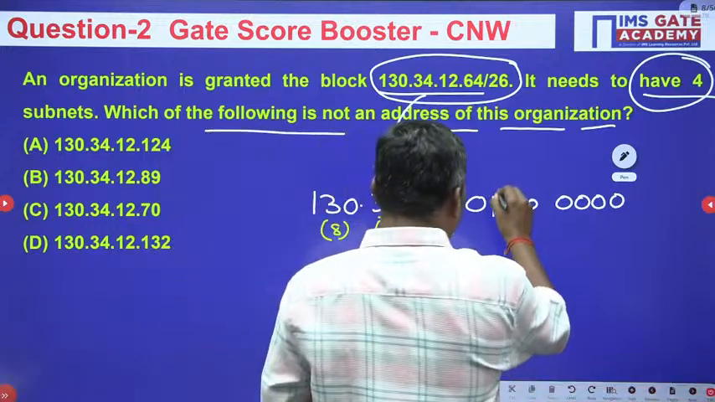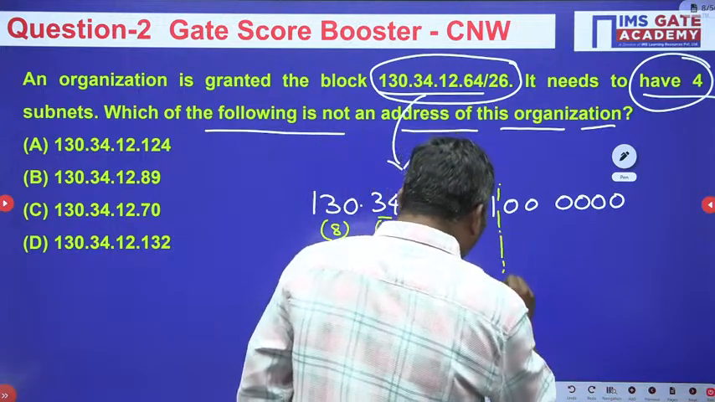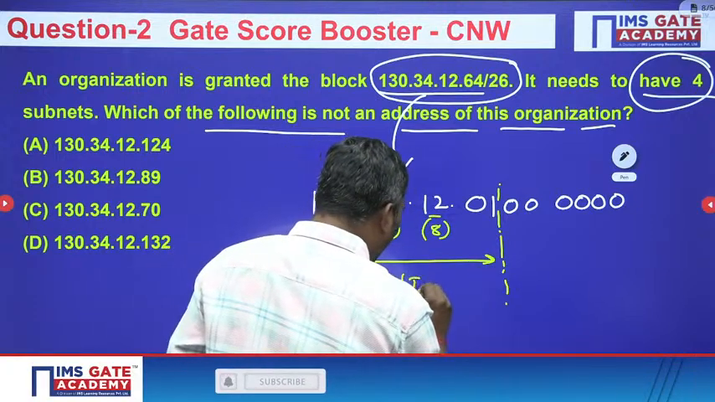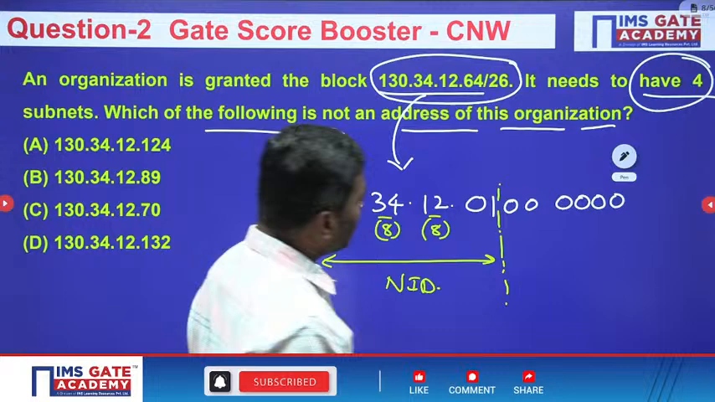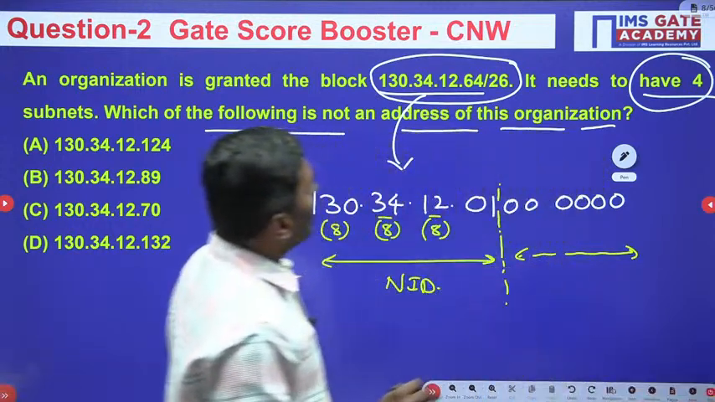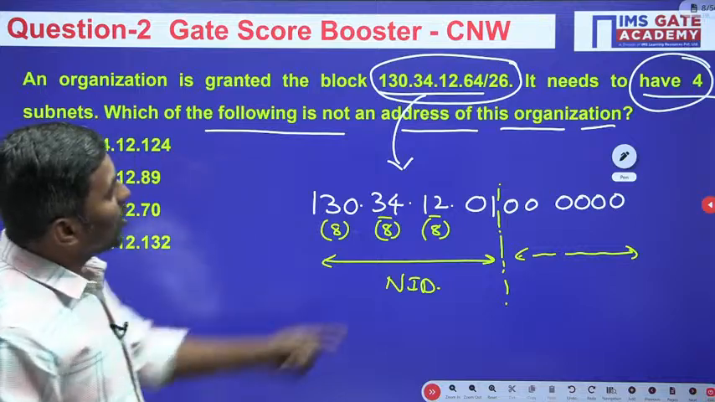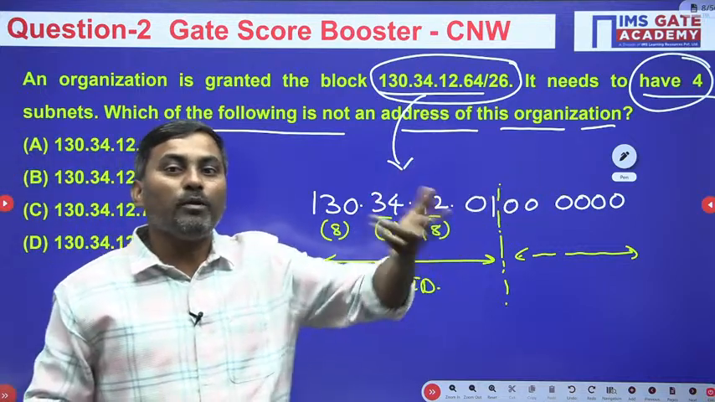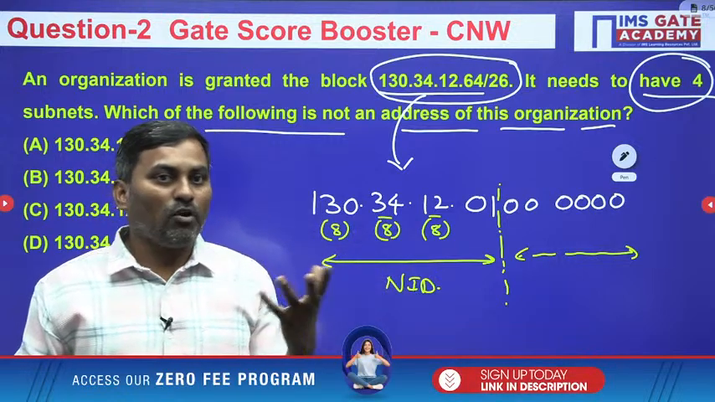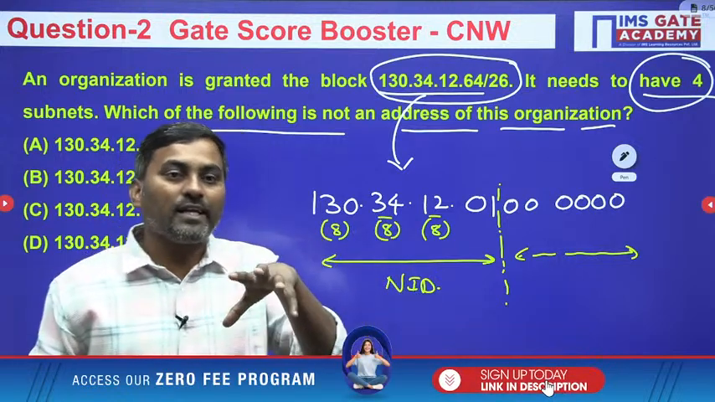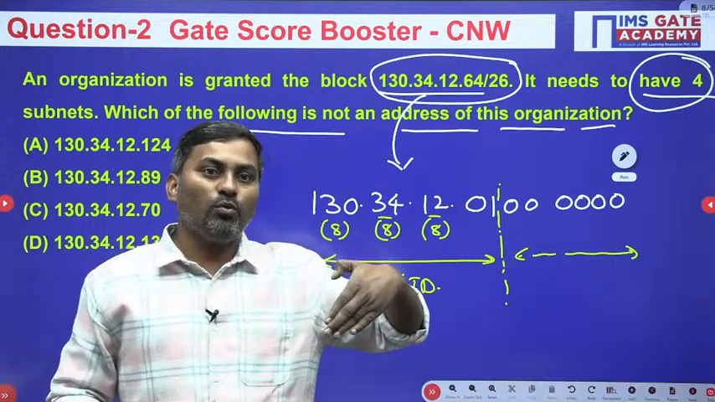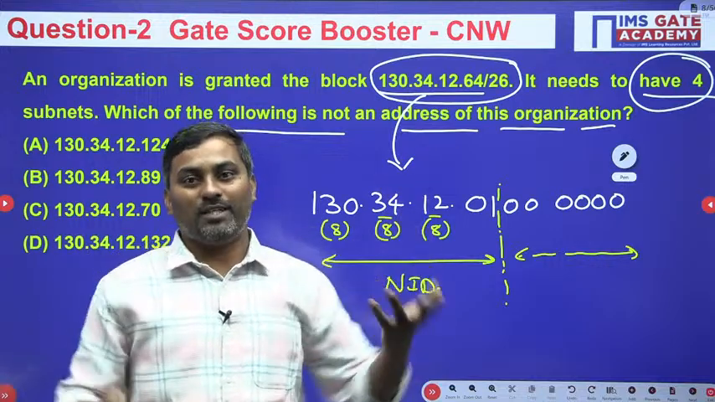So till this part is completely the network portion only, correct or not? This is only the network ID, correct? Now the rest is the host portion normally. Now it needs to have 4 subnets. To make 4 subnets, how many bits need to be borrowed from the host ID? Because subnetting is a process of borrowing bits from the host ID to the network side to make these subnets, correct or not?